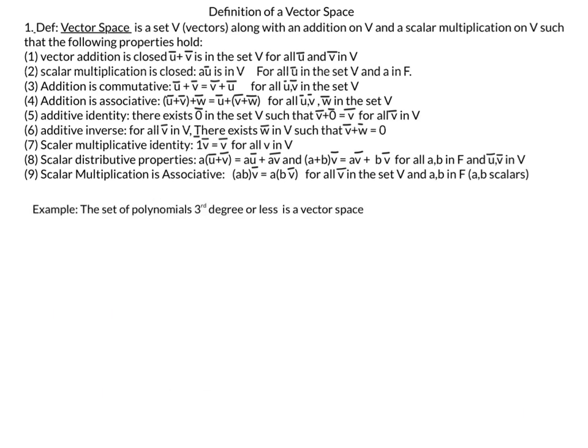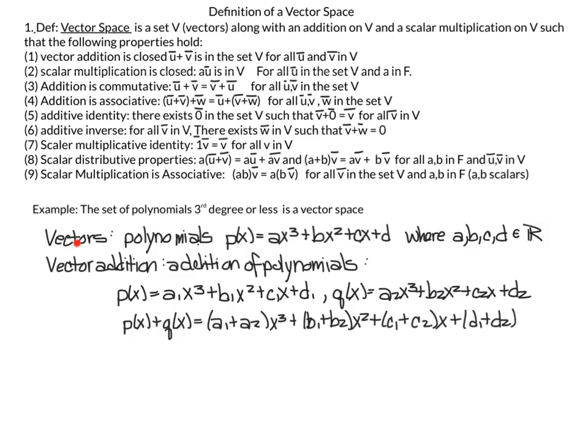Our next example is the set of polynomials of third degree or less. They will form a vector space. Our vectors then are polynomials of the form p of x equals ax cubed plus bx squared plus cx plus d. And for this example, we're going to assume that our a, b, c, d coefficients are all real numbers.